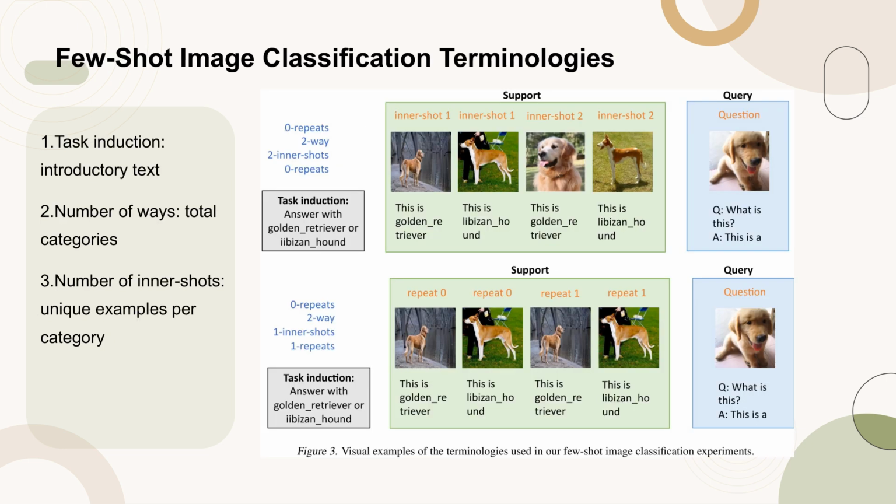Figure 3 provides visual examples of the key terminologies used in our few-shot image classification experiments. These include task induction, which is an introductory text that informs the model about the task using natural language, such as "Please answer the question." The number of ways refers to the total number of categories involved in the task, like distinguishing between dogs and cats. Number of inner shots indicates the number of unique examples of each category presented to the model, such as different images of dogs. These visual examples help clarify the concepts and their application in our experiments.